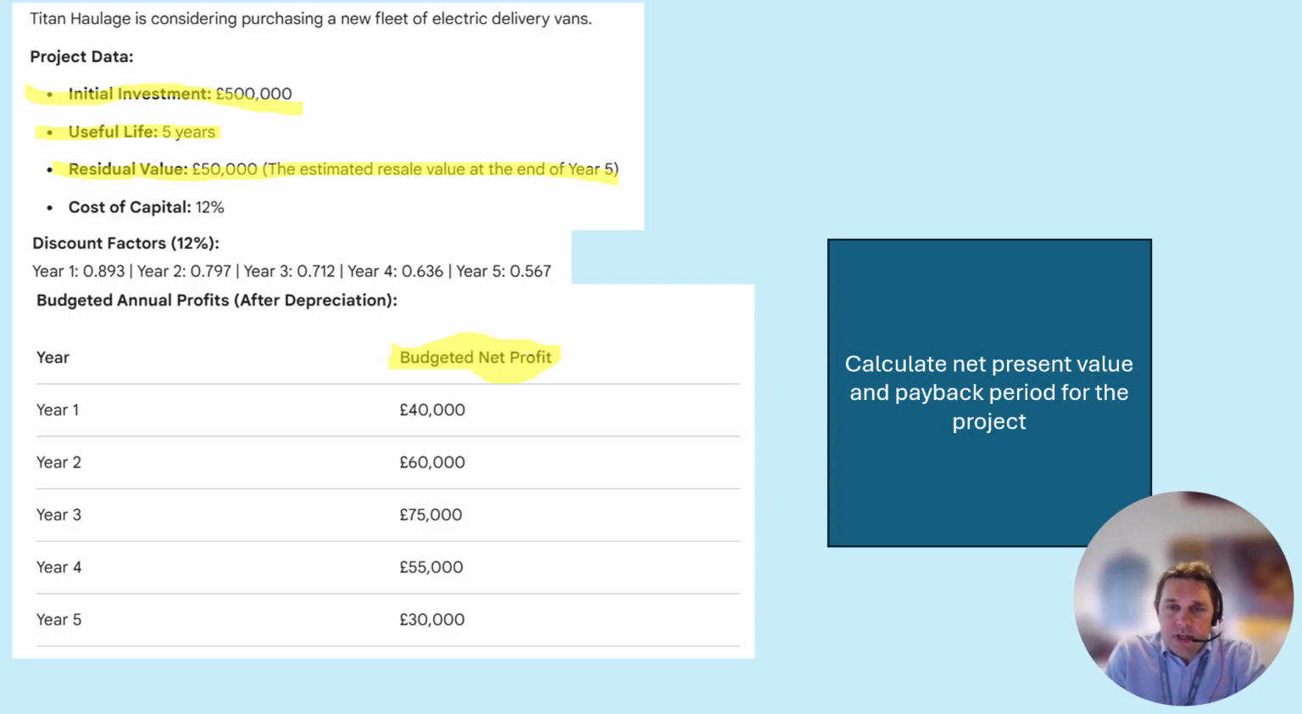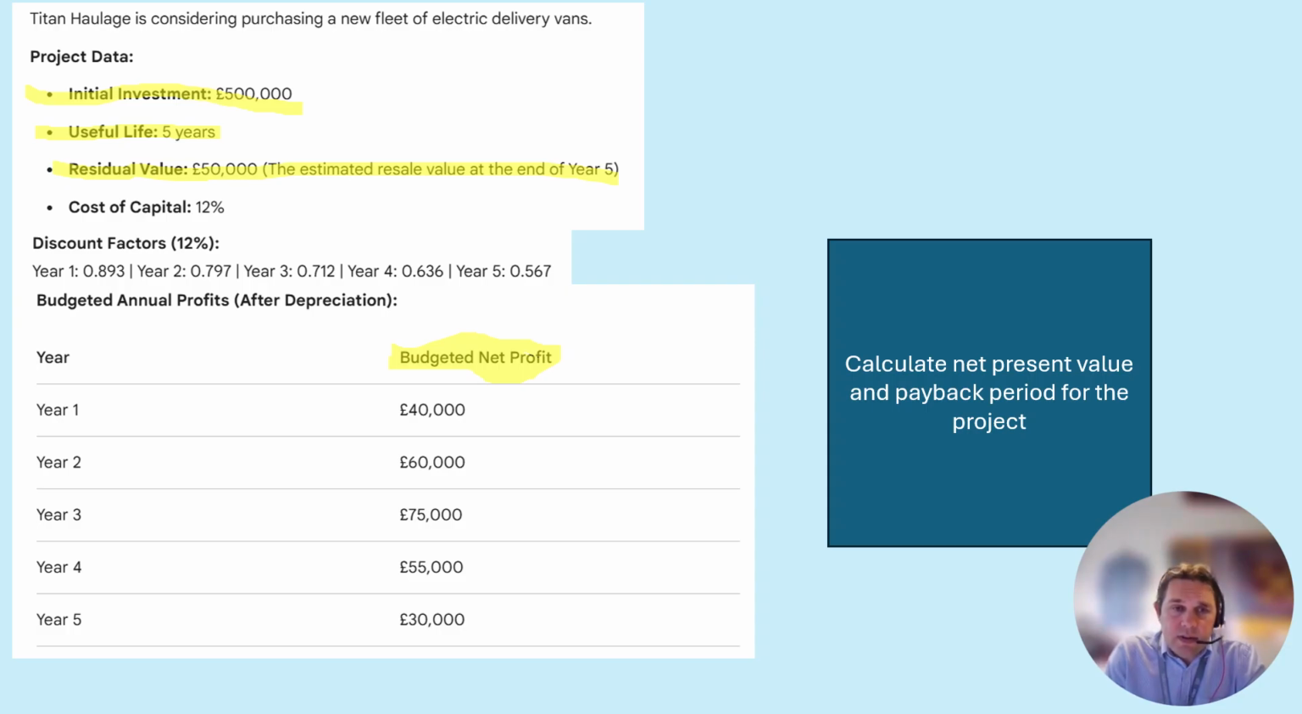Year 0 would be minus 500,000. Years 1 through to 5 will be 90,000 higher. And the other thing we've got to make sure we allow for is the residual value of 50,000, which is how much we think we're going to raise in year 5. So we're going to add that to the cash flows in year 5. So, an extra mark for doing that.